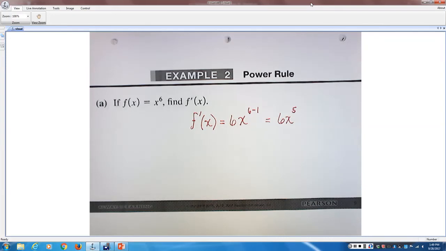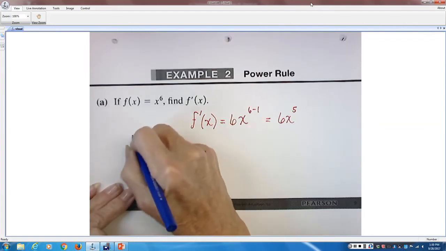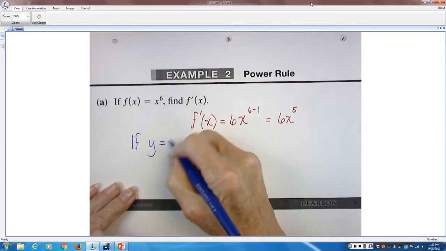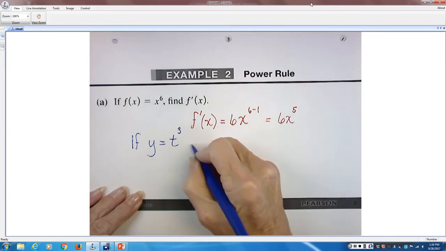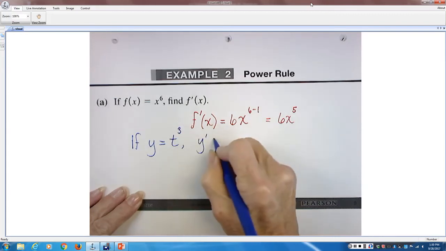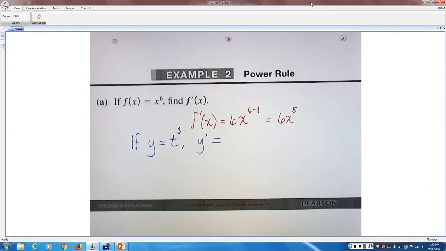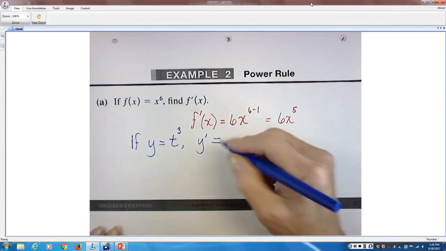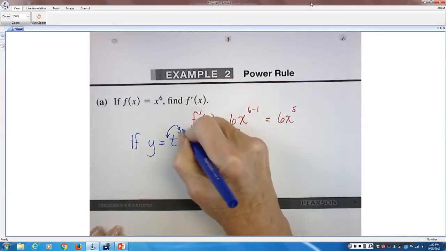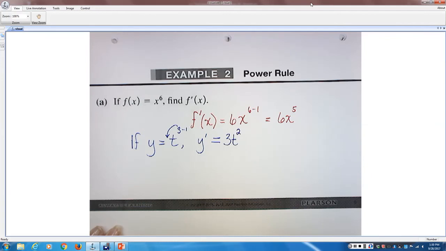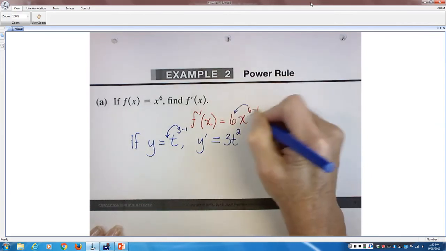And here's one for you to do. And I'm making these up as I go along. If y is t to the 3rd, what's y prime? 2t squared. No, 3t squared. Because the 3 comes down in front and then you reduce it by 1. Okay? Just like the 6 came down in front and then you reduce it by 1.